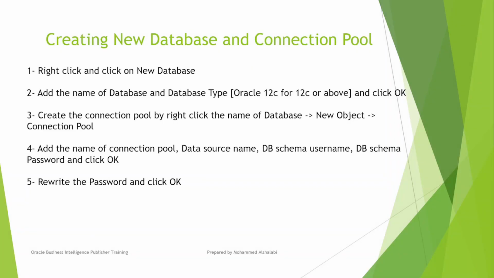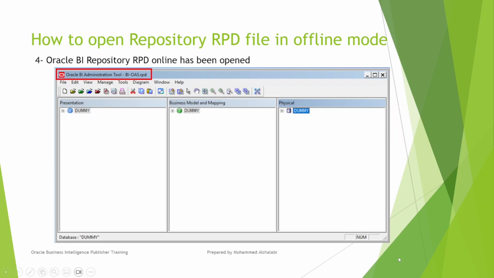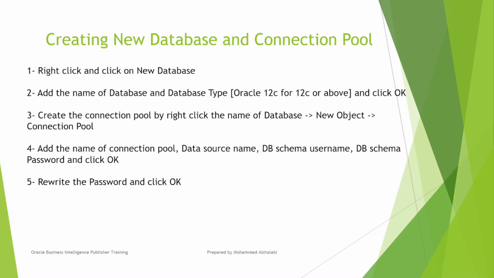Hello again. In this video, I will show you how we create a database in the physical layer and create the connection pool. Because the first step of creating the repository file, or RPD file, or semantic layer in Oracle BI Administration tool is creating the physical layer, connecting with your database, and importing your tables or your objects. So we need to follow these steps.